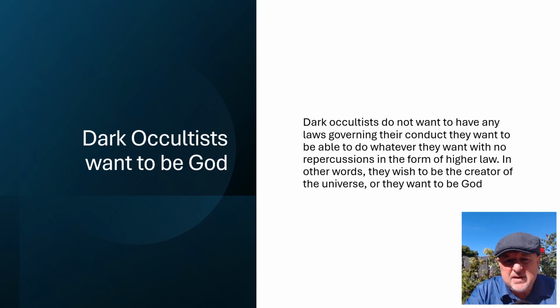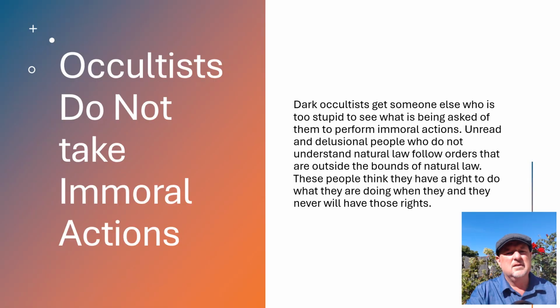They get other people to do the things that they want done. They never get their hands dirty. They never do it themselves. They think they can get away with breaking natural law by getting other people, their minions, to break it on their behalf. So these dark occultists get around the karmic consequences of their actions by getting other people who are too stupid to see what is being asked of them to perform immoral actions on their behalf.